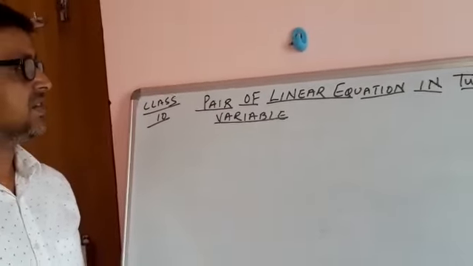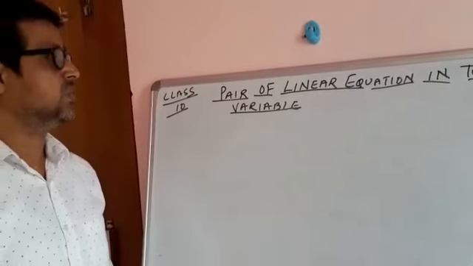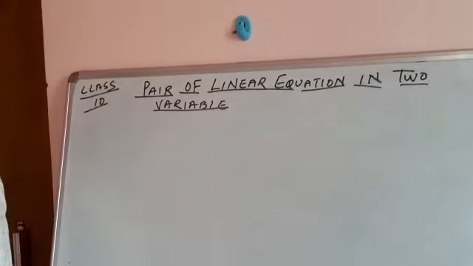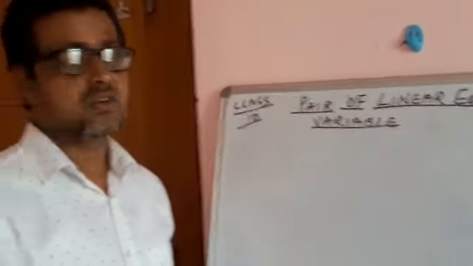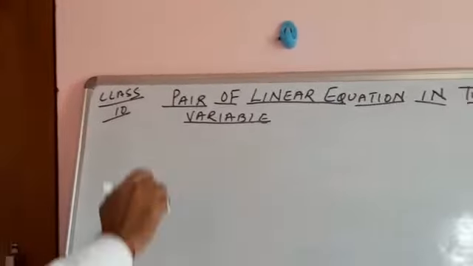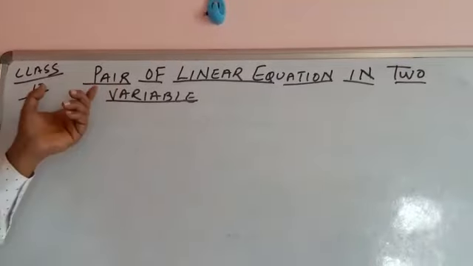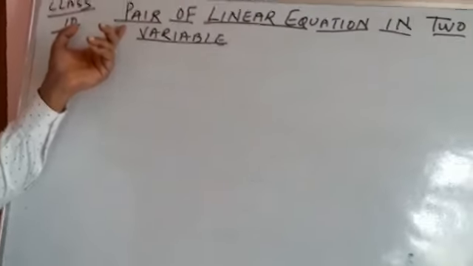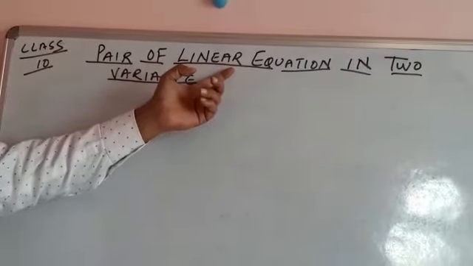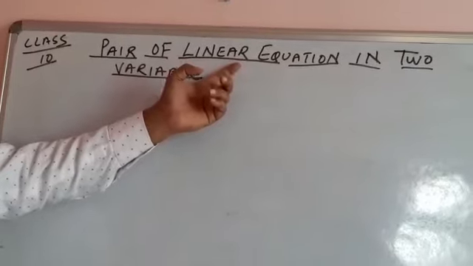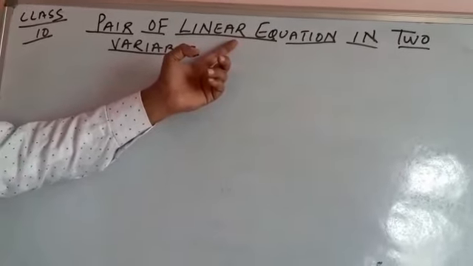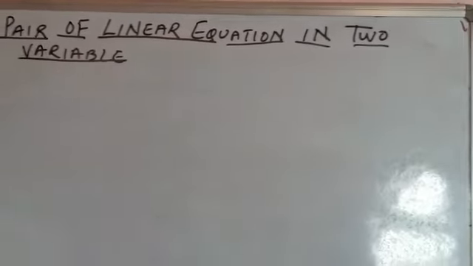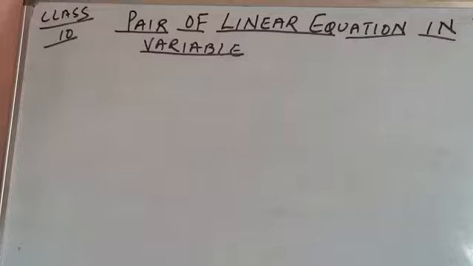As I always emphasize, you need to understand the meaning of each and every word, which will provide you enthusiasm. Here, pair, you all know the meaning of this. It is something talking about two in a group, couples. Linear, degree 1. Variables would have degree 1. Equation, the sign of is equals to, in two variables. Pair of linear equation in two variables.